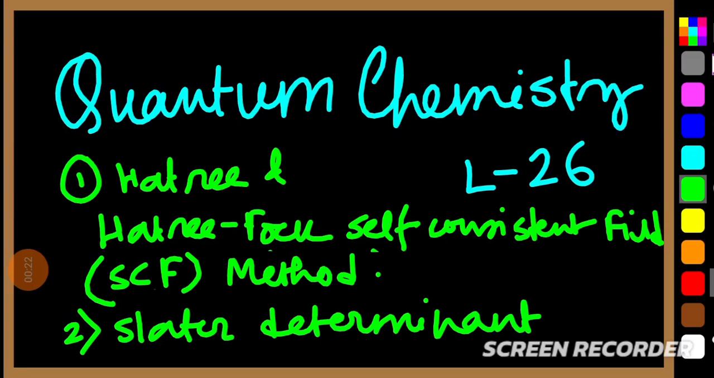Today I have to discuss again quantum chemistry, lecture number 26. I have to start with the Hartree and Hartree-Fock self-consistent field SCF method, and finish with the Slater determinant. Both are very important, not only from the point of view of B.Sc, but also for M.Sc, competitive exams, CSIR NET, WBSET, BARC, etc., and even in the 4-year integrated B.Sc also.